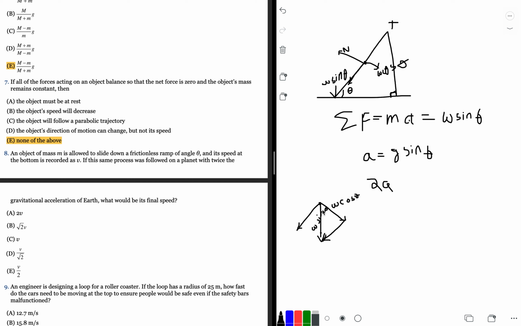So this is actually theta, so this is sine theta. So we know that this is actually m, so 2mg sine theta is equal to ma. Well, that's actually equal to the net force, but then we cancel m. So 2g sine theta.